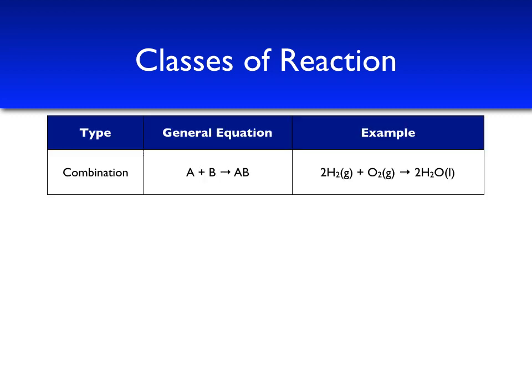The first type of reaction is a combination reaction, where you combine 2 elements or simple compounds to form a more complicated molecule or compound. An example of a combination reaction is the reaction between hydrogen gas and oxygen gas to form liquid water. 2 elements combining to form a molecule.